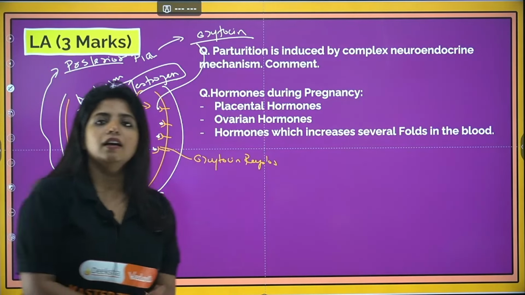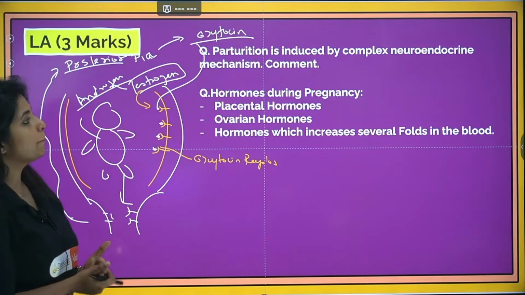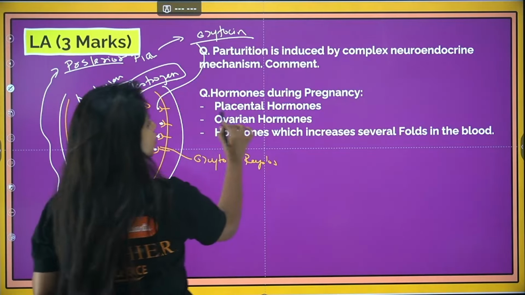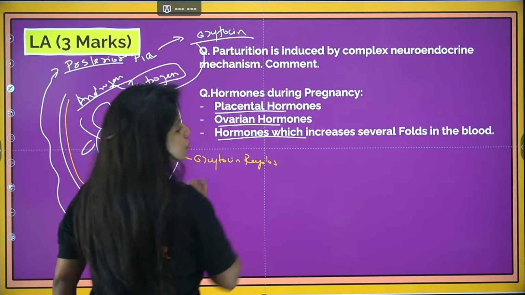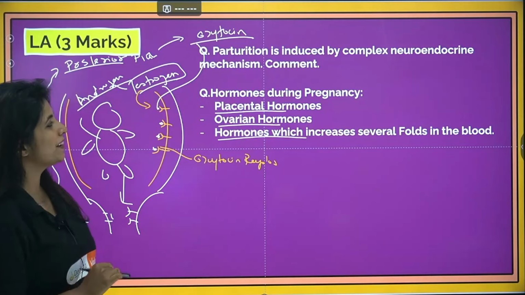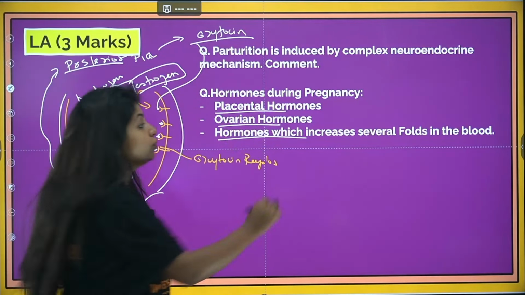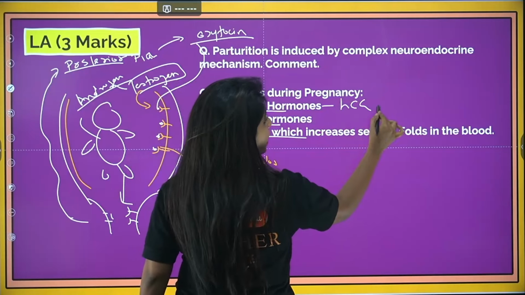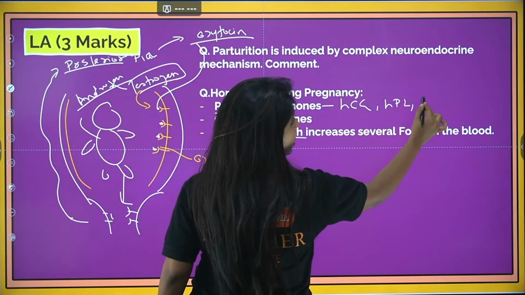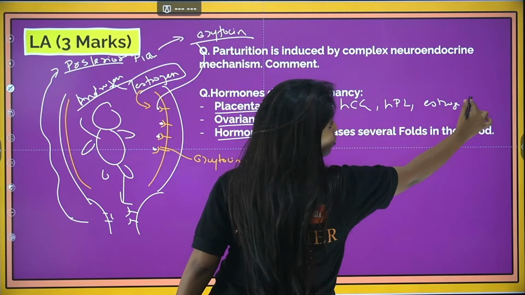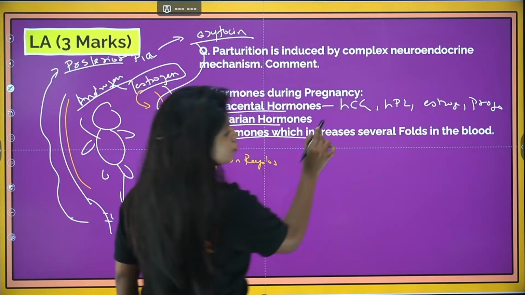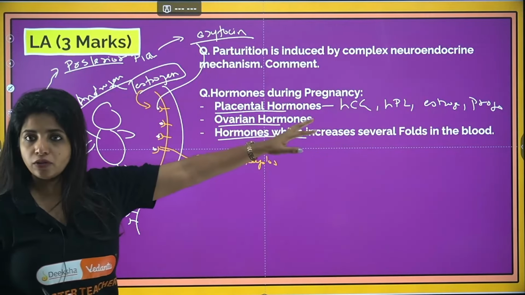Okay. Now, next thing, hormones during pregnancy. So you have placental hormones, you have ovarian hormones, you have hormones which increase several folds in the blood. So you have to talk about the placental hormones. What are they? They are HCG, human chorionic gonadotropin. Okay, and then HPL, please mention that, and estrogen. There are only 4 hormones released by the placenta. These are the 4 of them.